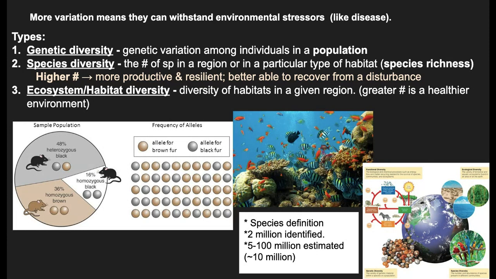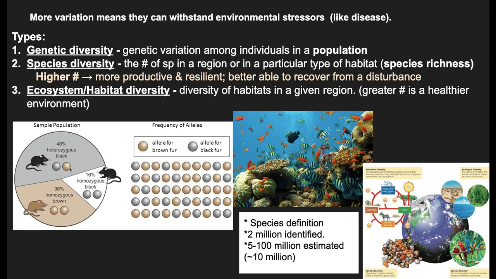So all of those are environmental stressors. And because we have different variation, we do have people that are recovering from COVID-19. Now, there are 3 types of biodiversity, as I said. The genetic diversity is going to be the genetic variation among the individuals in the population. So let's look at this picture over here.